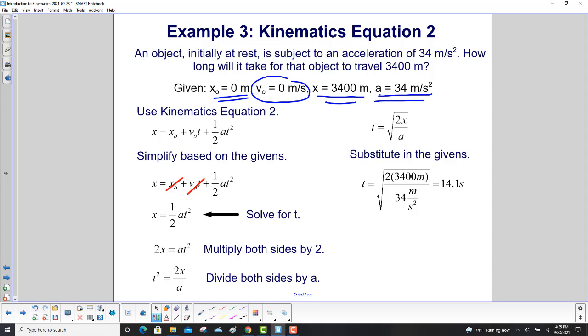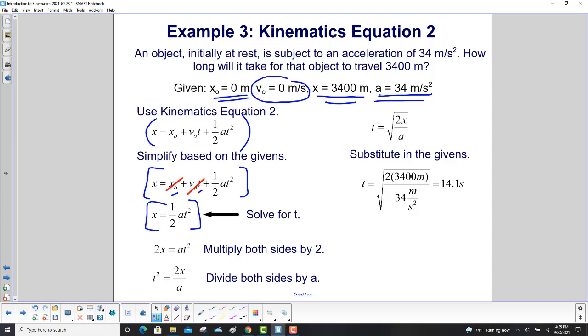Looking at the variables, it makes sense to use kinematics equation 2. Because why? We're trying to find time here. So you can't use kinematics equation 3. There is no time in that one. And first, we're going to simplify this based on the givens. Before we solve for t, get rid of all variables that are 0. So that gets rid of x0 and v0t. We now have this equation, and we need to solve that for t.